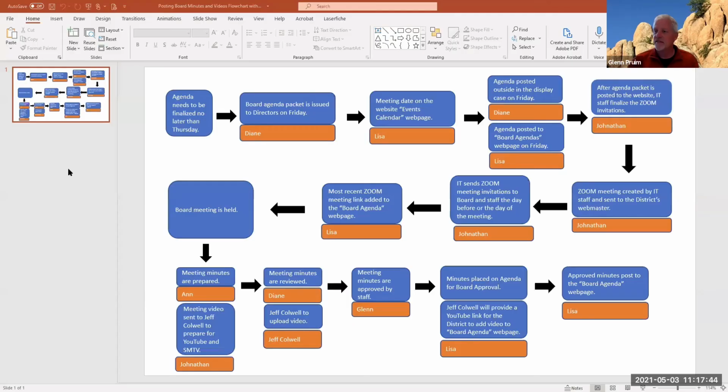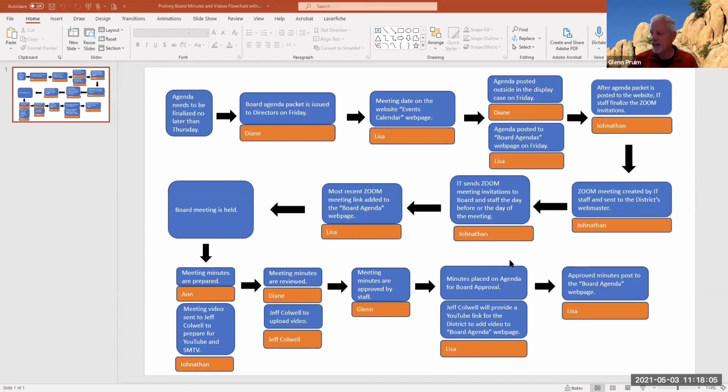Yeah, so I'm going to share my screen. I've been working with staff on this issue, so I'll share my screen real quick. Can you see the flow chart? Okay. What we try to do, and I'm not going to go box by box, but if you start in the upper left corner, the first thing that starts this process is the agenda needs to be finalized. That kicks off the whole meeting, right? And then you go through this whole series of steps that have to take place.